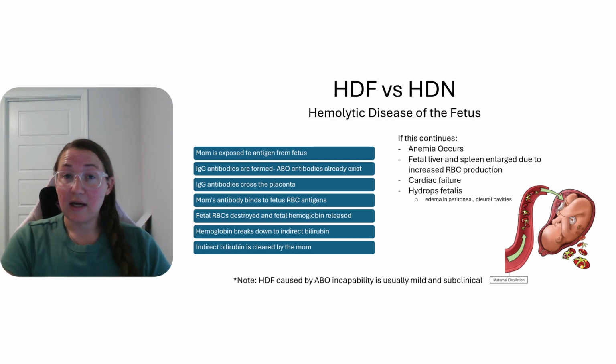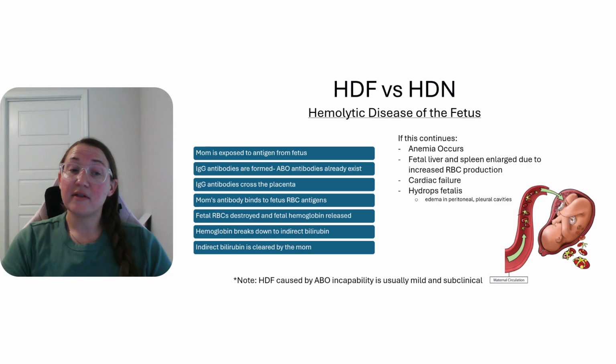But then those IgG antibodies will cross the placenta, and the mom's antibodies will bind to the fetus's red cells at the matching antigen site. And then this is where the red cell destruction begins. So once the fetal red cells are being destroyed, fetal hemoglobin is released. And from that release, the hemoglobin breaks down into what we call indirect bilirubin.